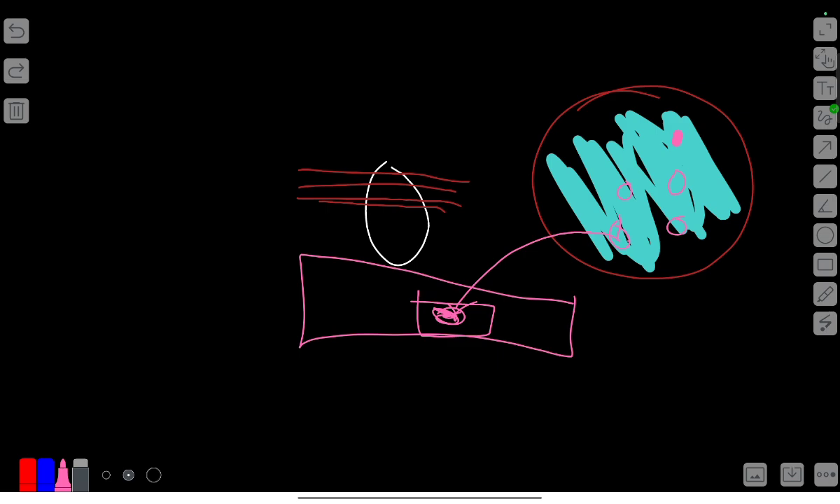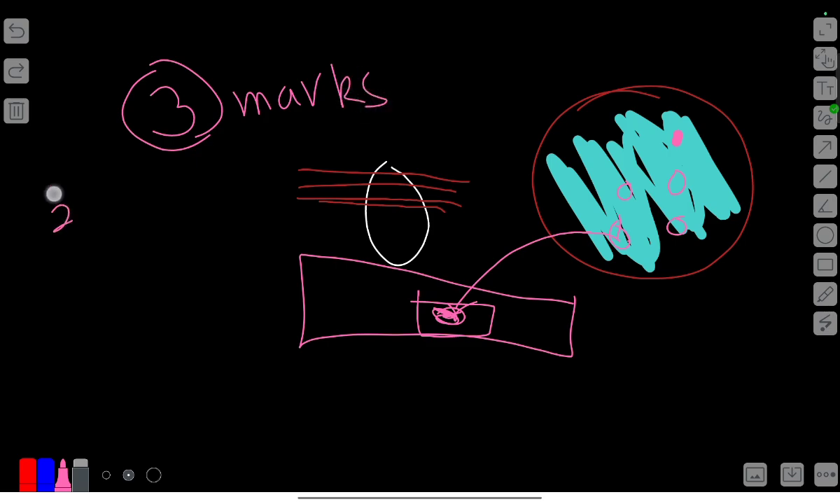So this slide would give you 3 marks. Fine. So where are you getting the remaining 2 marks from? You're going to get it. One thing you need to report: you're supposed to report the number of locules that are present inside that.